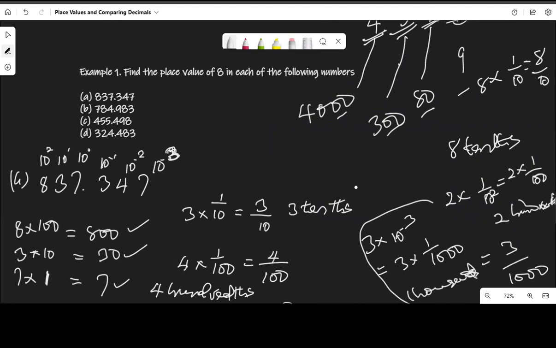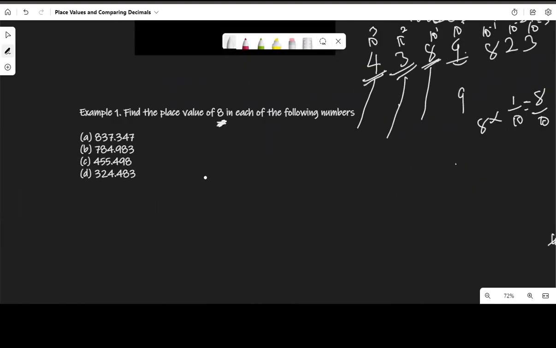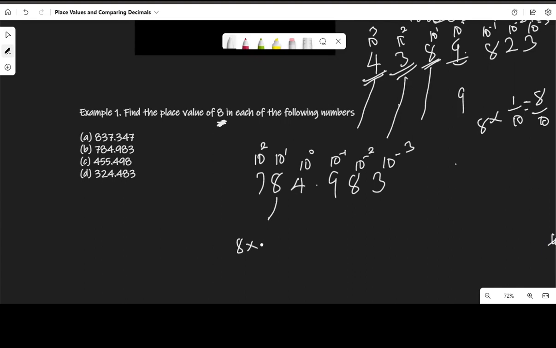Now we have B. They ask us to find only the place value of 8, not each digit, so we were doing extra work. Let me clean this up and then do the remaining one. For the second one, we have 784.983. We have to find the place value of 8. In this case, we have 2 8s there. So the first 8 and the second 8, let's do it separately. For this first 8 here, this 4 is 10 to the power 0, 10 to the power 1, and 10 to the power 2. I have 10 to the power negative 1, 10 to the power negative 2, and 10 to the power negative 3. So the place value of this is 8 times 10 to the power 1, which is 80. So the place value of the first 8 is 80.